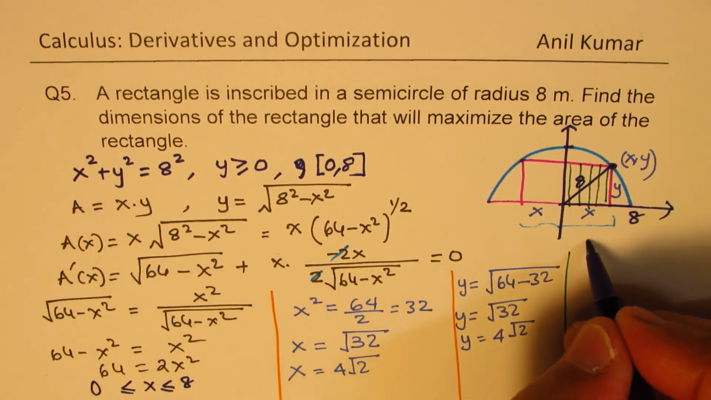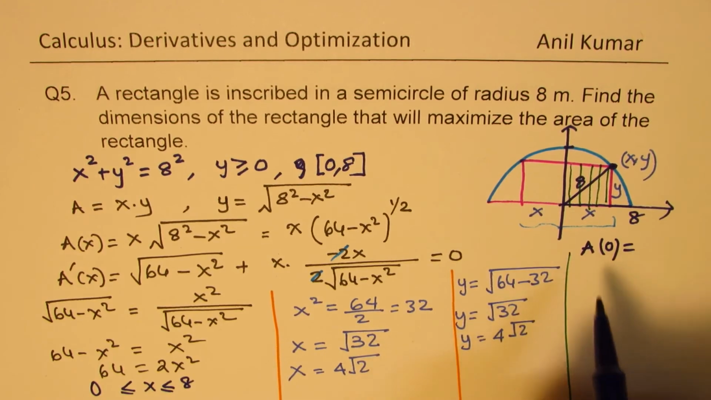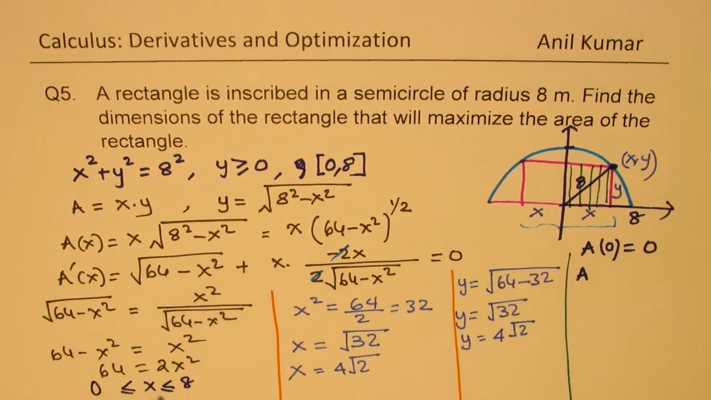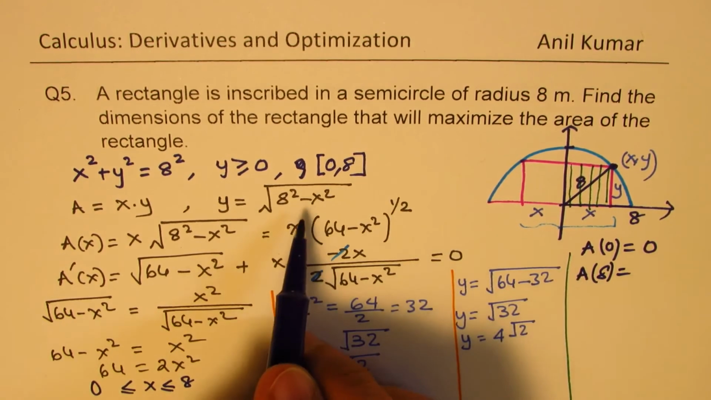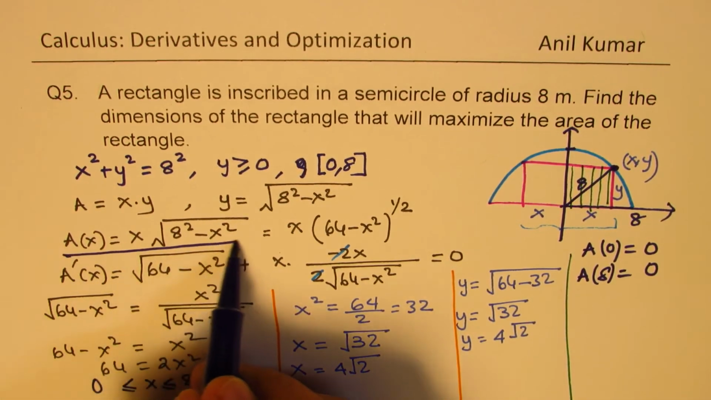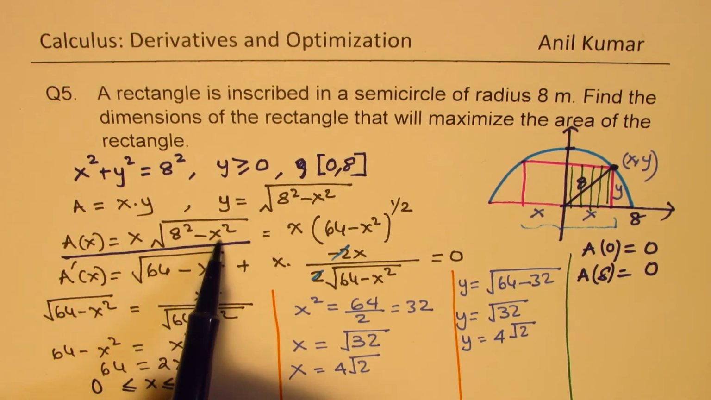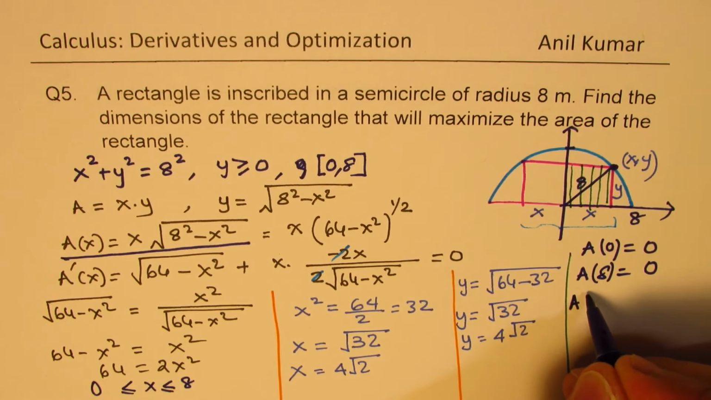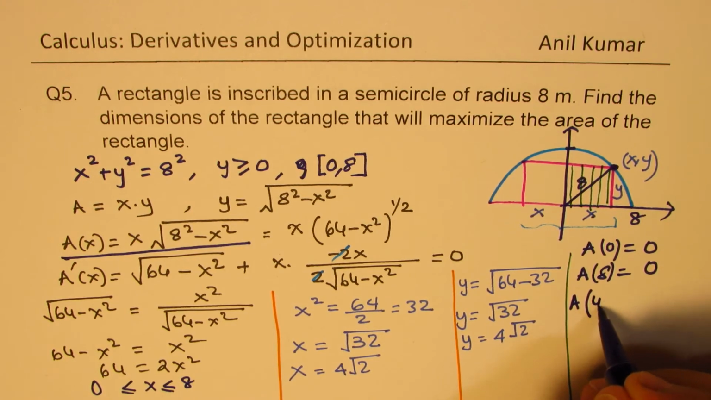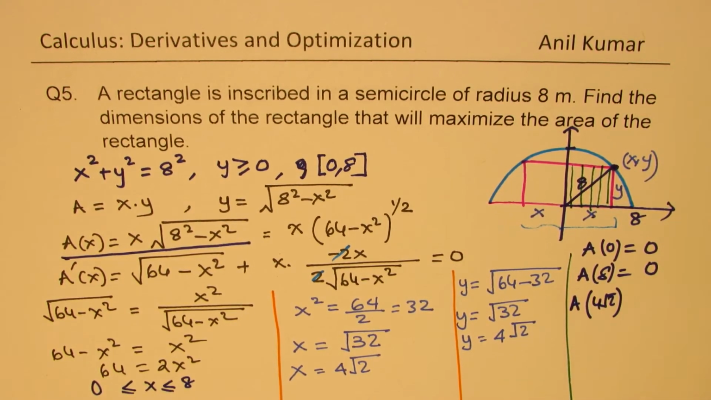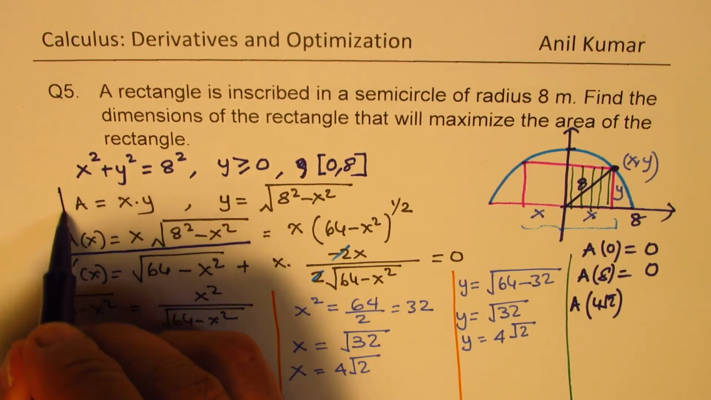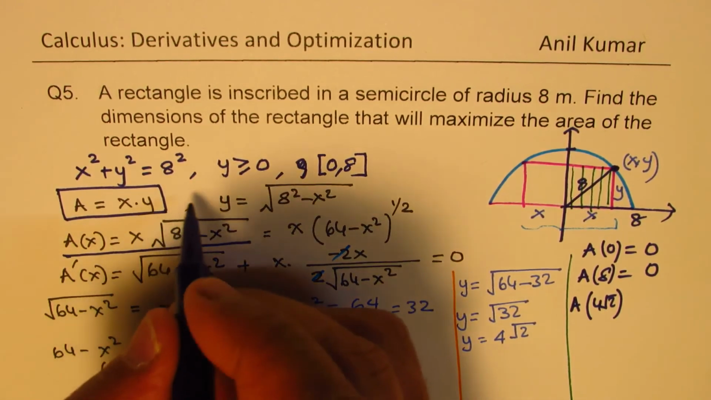So let's calculate area when x is 0. When x is 0, in that case area is 0. When x is 8, in that case again area will be 0, right? Because this is our function, correct? x times the square root of 8 squared minus x squared. So we need to calculate area when this value of x is 4 square root 2. So let's calculate this value of area. And remember, this is half the area, right? So this area is not the full area. This is half the area.